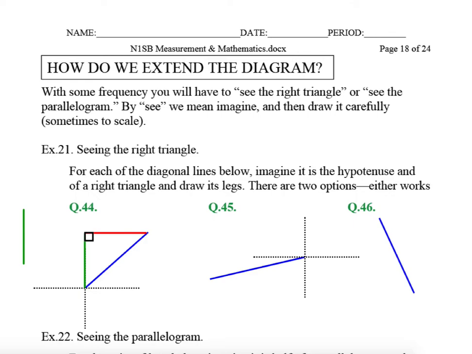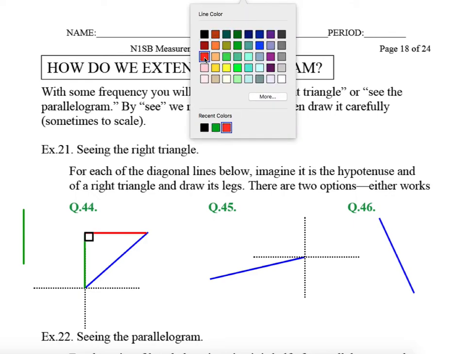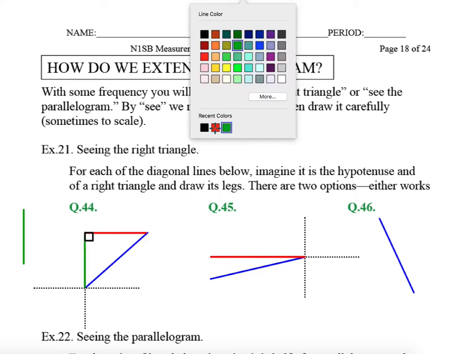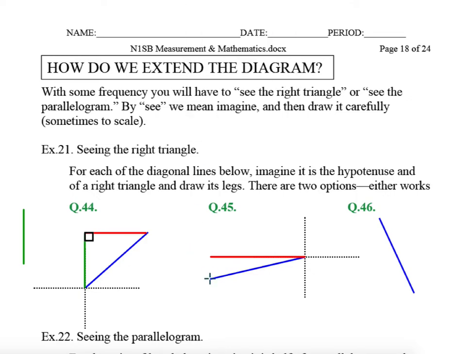How much horizontal is there for this hypotenuse and how much vertical? Well, the horizontal starts here. It heads over to the left the way we have it drawn, about that far. And then the vertical actually connects the two. The vertical would run from here to here. Okay, there it is. There's your right triangle. Done.